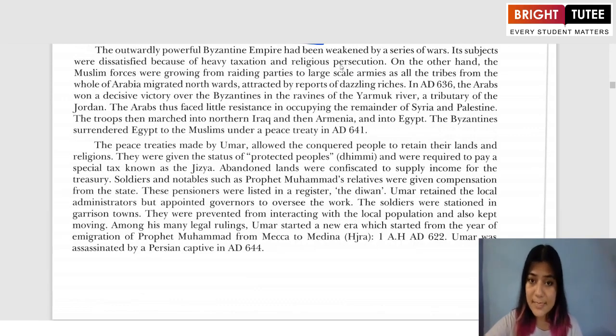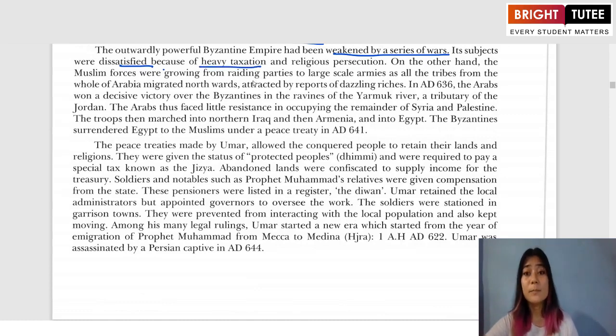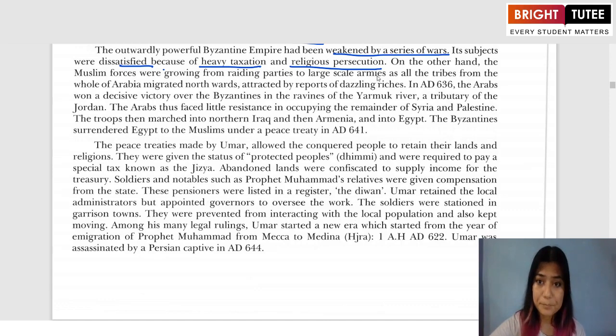Now, by this time, the East Roman Empire, or the Byzantine Empire, had become quite weak as a result of a series of invasions, attacks, and wars. The subjects, the citizens of Byzantine, were also dissatisfied with the emperor because heavy taxes were demanded of them, and religious persecution was quite common within the Byzantine Empire. On the other hand, the Muslim forces were growing.